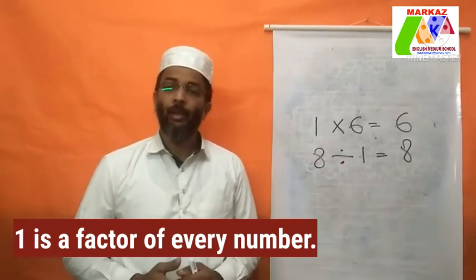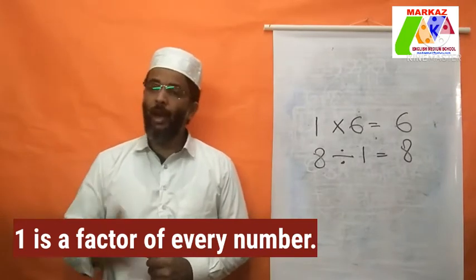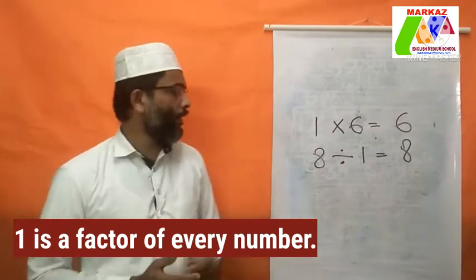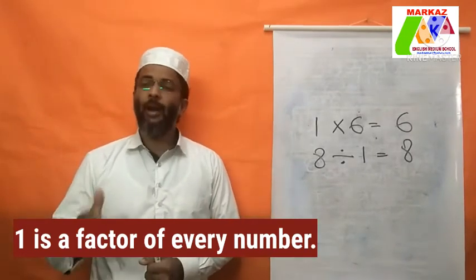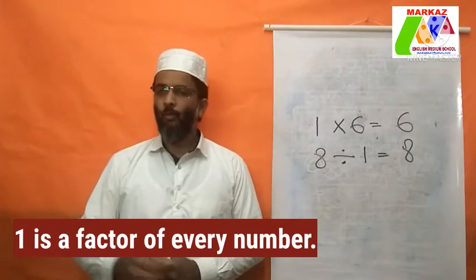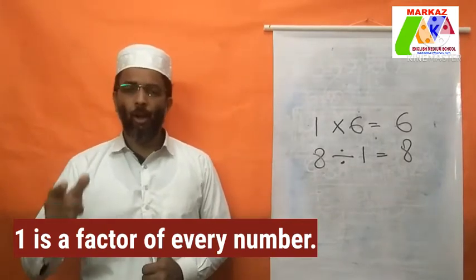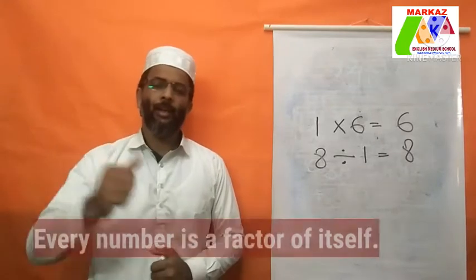Once more, 1 multiplied by any number gives the number itself, and any number divided by 1 also gives the number itself. We conclude that 1 is a factor of every number. Is it clear? Then next point.